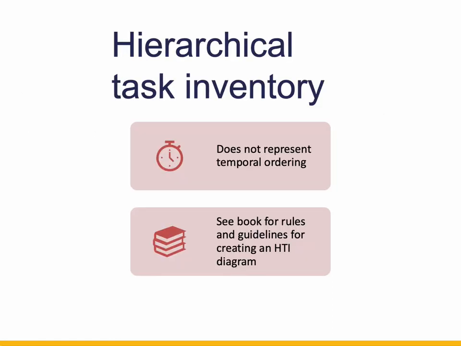So a hierarchical task inventory does not represent temporal ordering. That means that if you have a task, like a checkout, that has enter first name, enter last name, enter address information, that is not temporal because the user could enter the address before the name. So those should not be top to bottom. They should be side by side because they're all part of the same process.